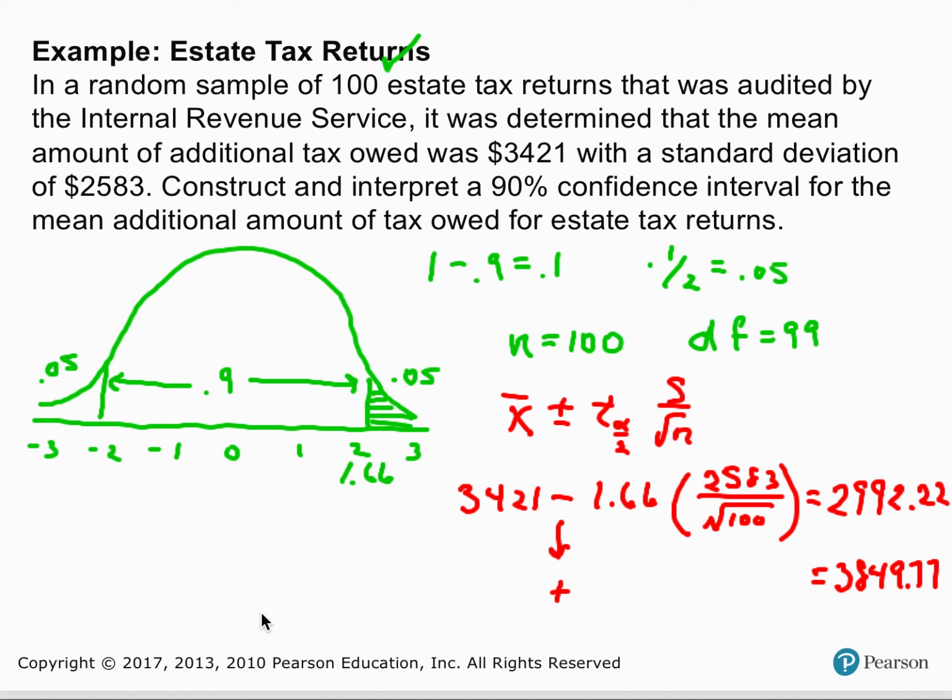Okay, so you know what a great thing to do would be? Let's check those numbers on our calculator, right? So for testing purposes, do it by hand and then do a double check with a test. Nothing better than double checking yourself. Okay, so let's go into stat, over to test. We need the t interval where x bar is 3421. Standard deviation is 2583. Sample size 100 and 90%.